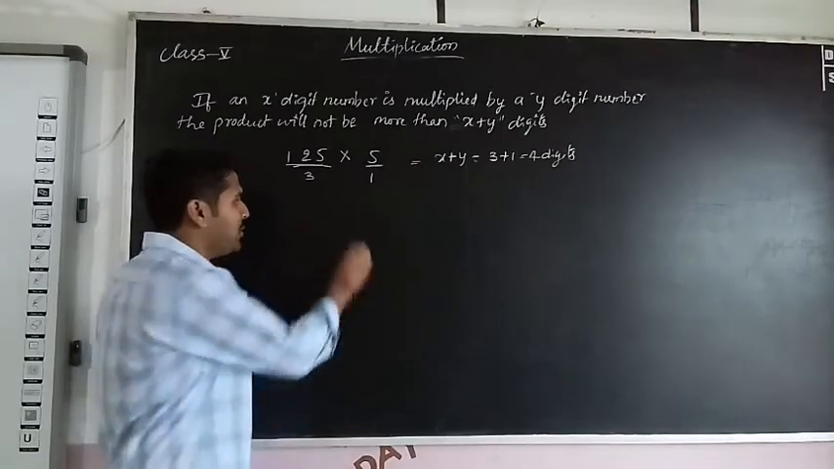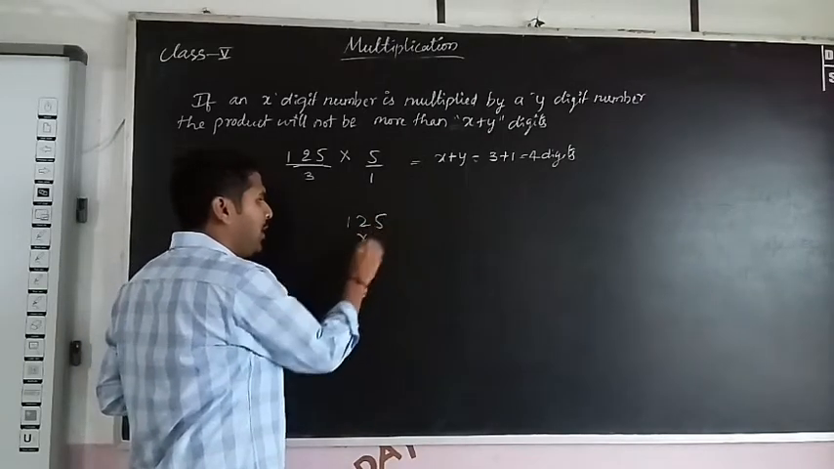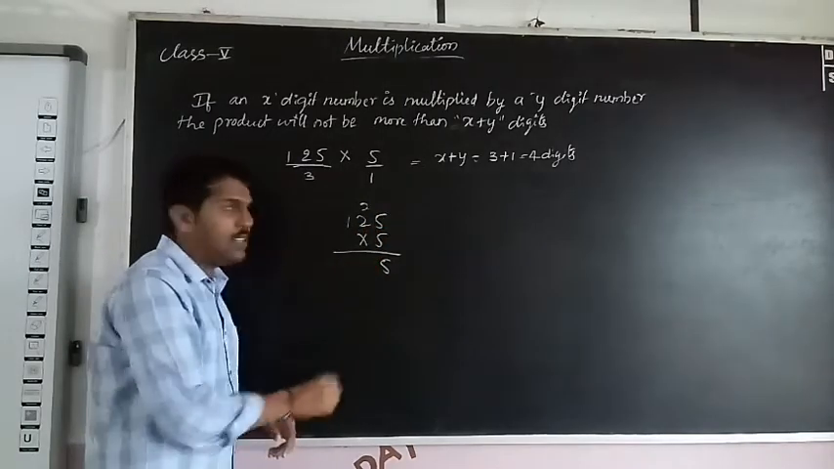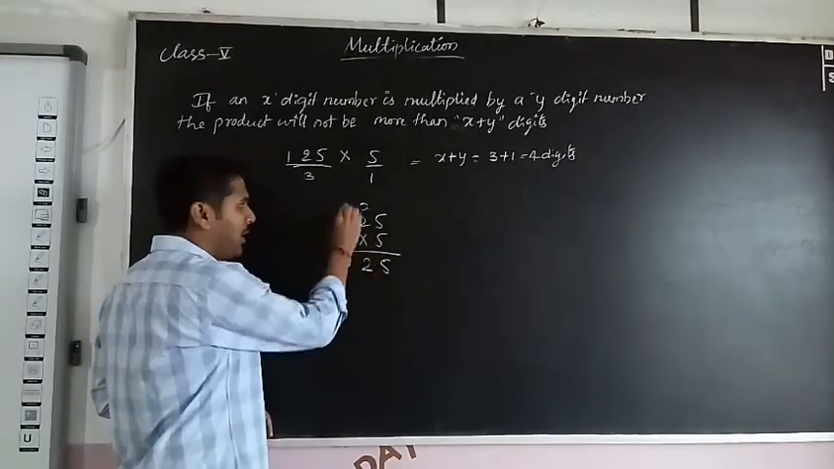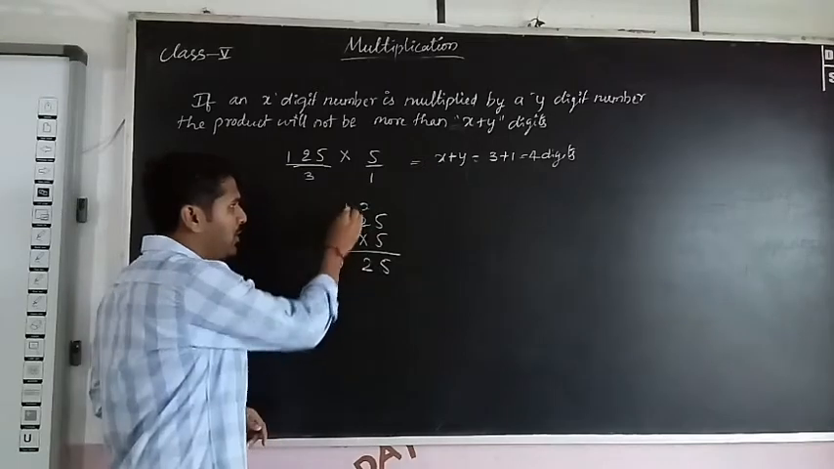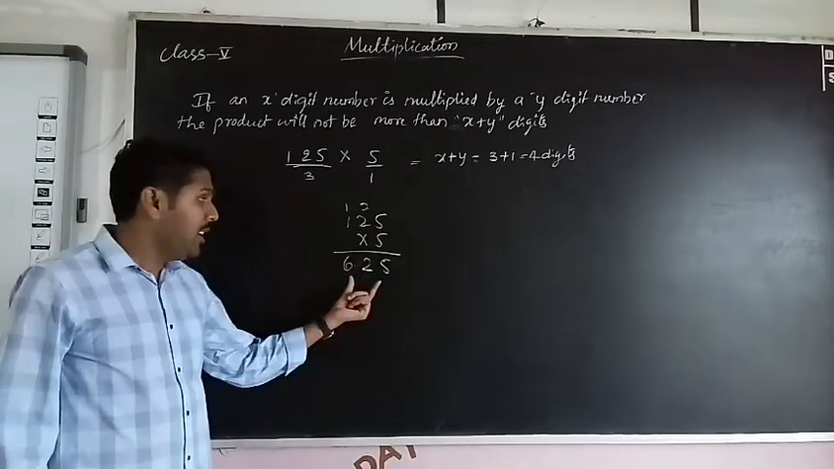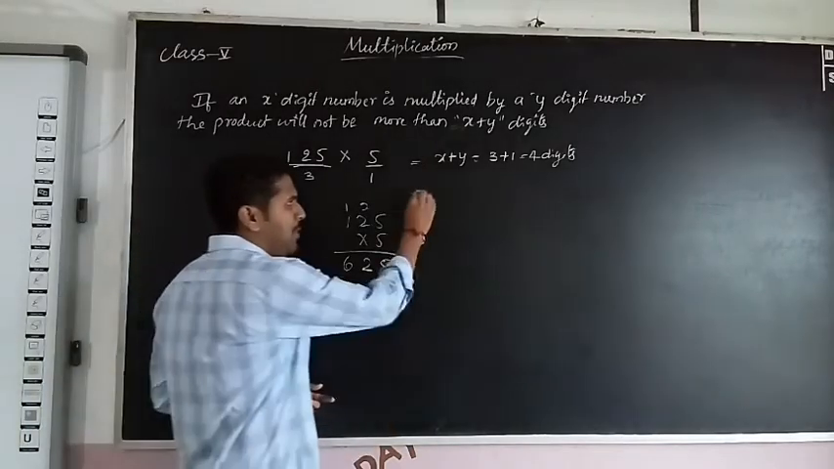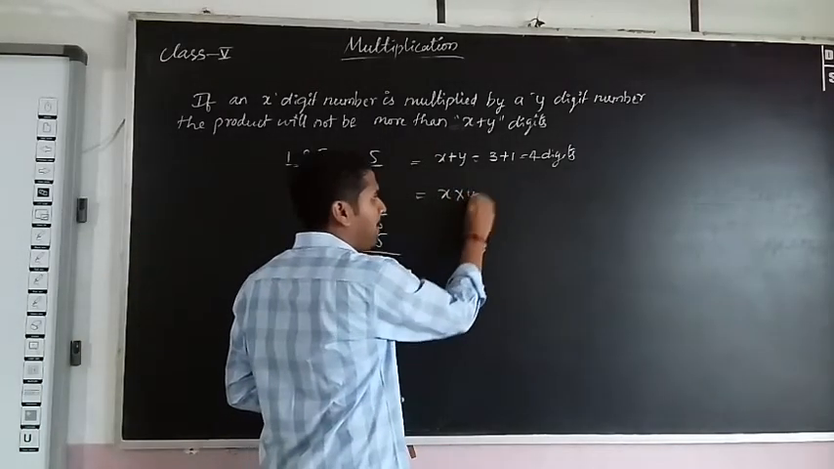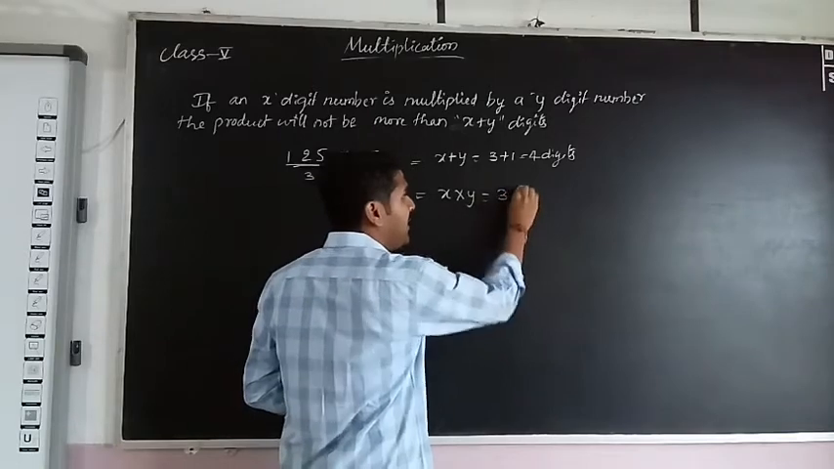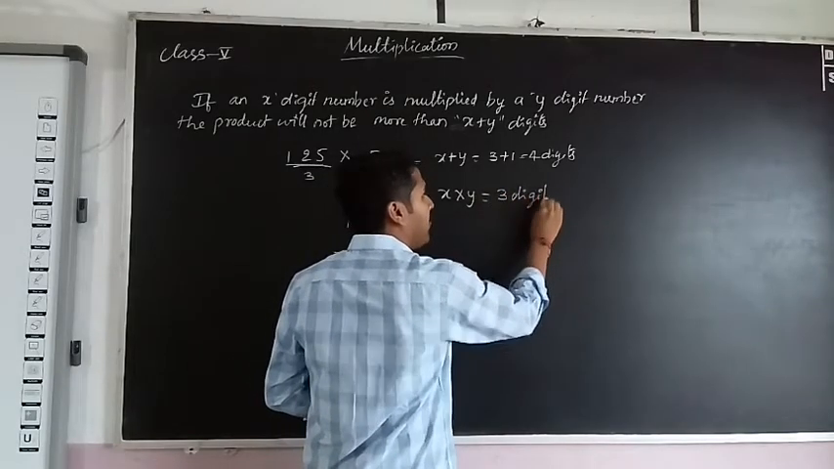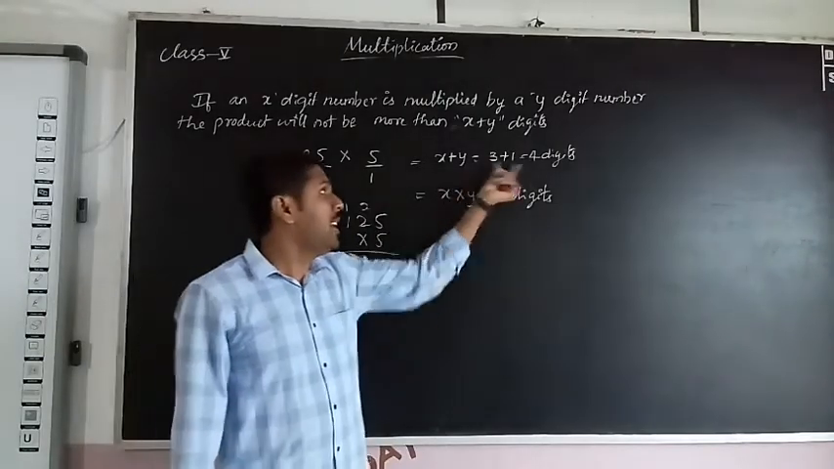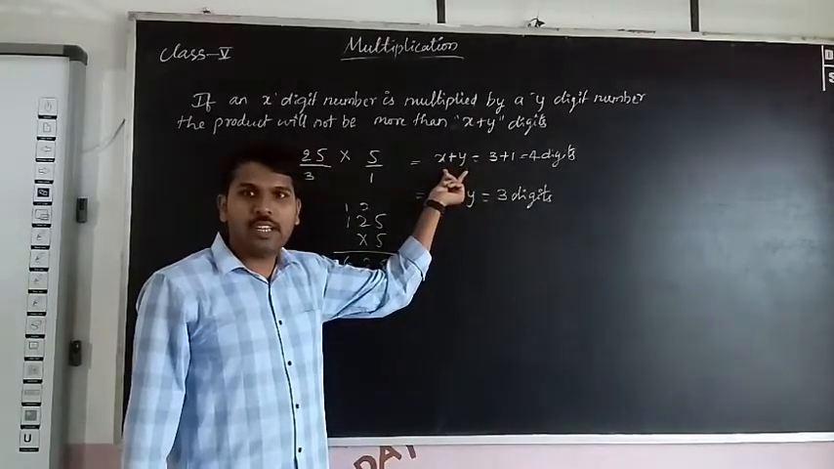So multiply these two. 125 into 5. 5 5s are 25, 2 carry. 5 2s are 10. 10 plus 2 is 12. 1 carry. 5 1s are 5. 5 plus 1 is 6. So here x into y, how many digits are there? 3 digits. So x into y, you will get 3 digits. So here x into y is not more than x plus y. Not more than x plus y.